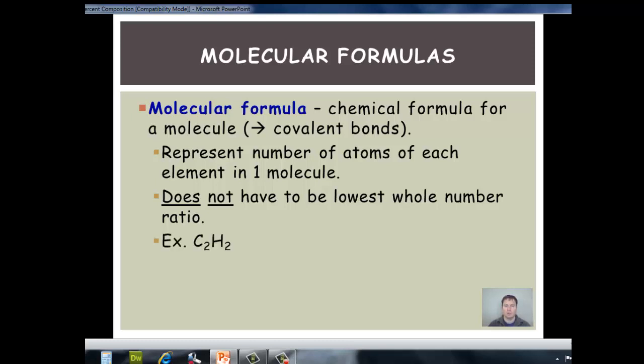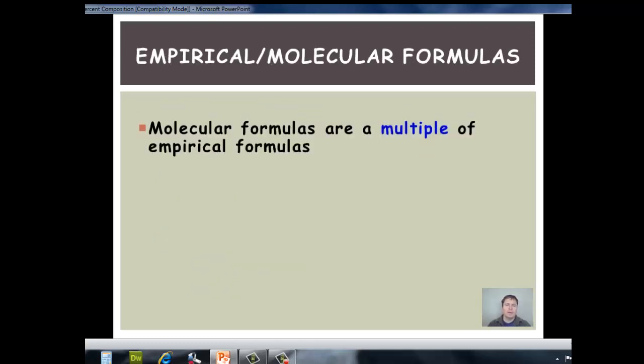That's really important. So for example, C2H2. If it was an empirical formula, it'd be CH, but since it's molecular, we don't have to reduce those. Here's another one, glucose, C6H12O6. Here's another one, N2O4. What we see is that molecular formulas are simply multiples of empirical formulas. So we're multiplying the subscripts in the empirical formula by something to end up with our molecular formula.